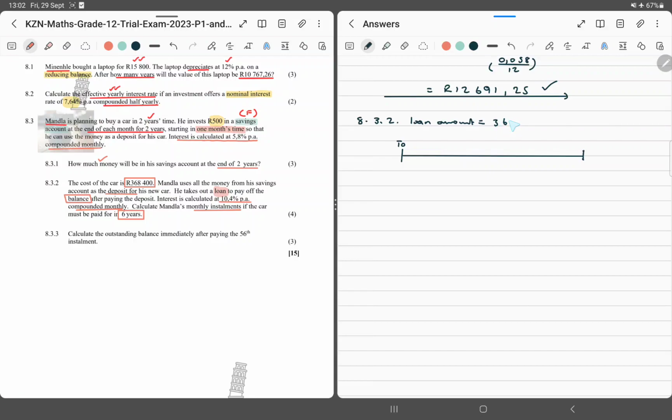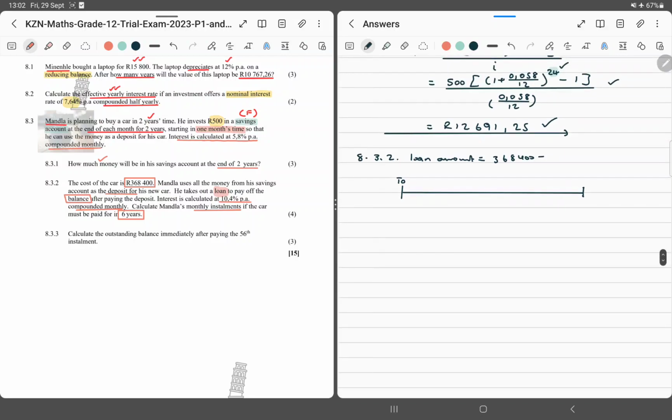368,400 minus the amount that this guy deposited, 12,691.25. So what does that give us? It gives us 368,400 minus 12,691.25, which gives us 355,708.75. Nice. So that is the loan amount. Okay, maybe let's move our friend down a bit more. Don't like things to clash.